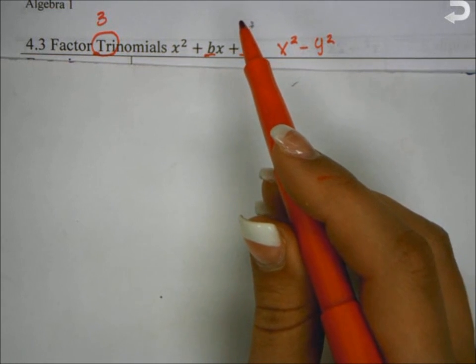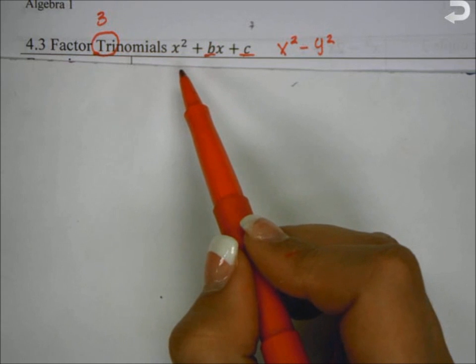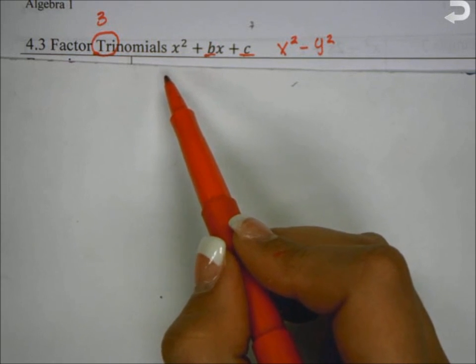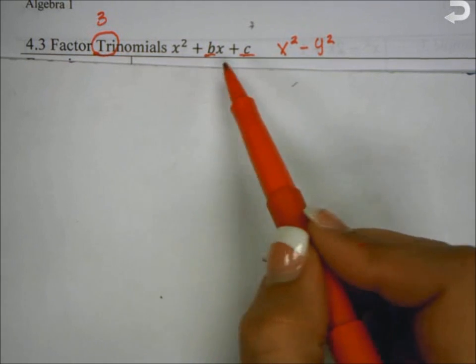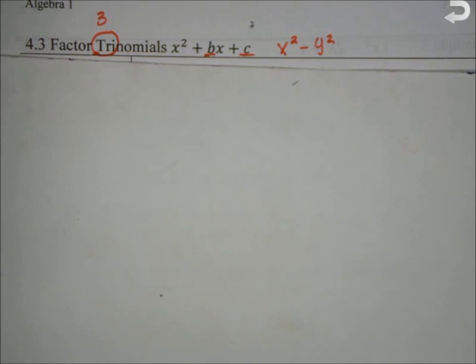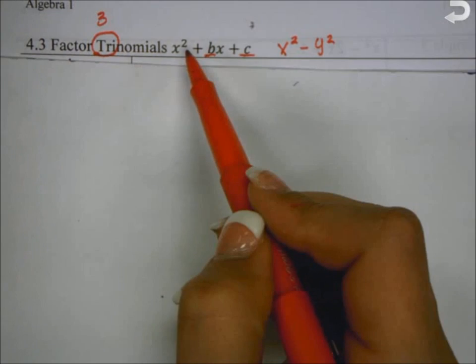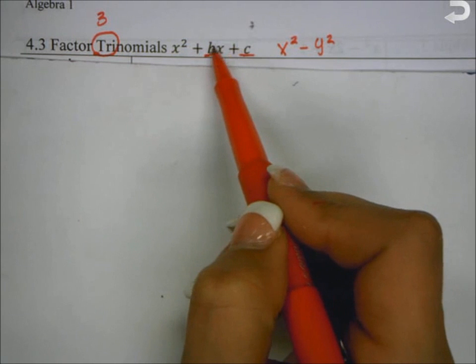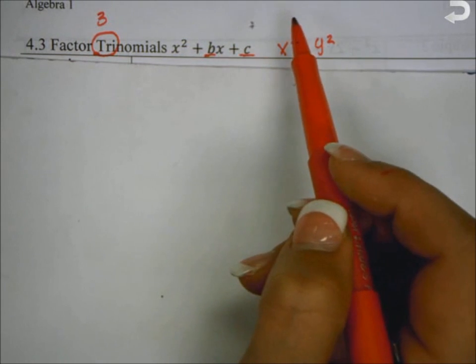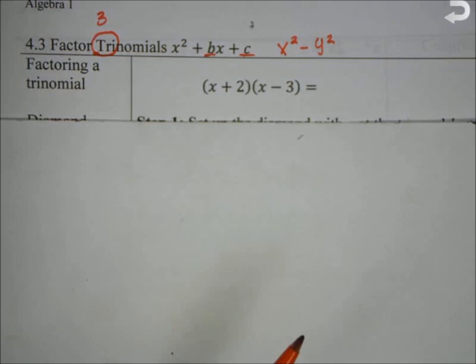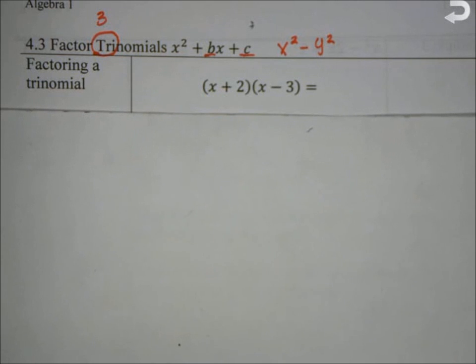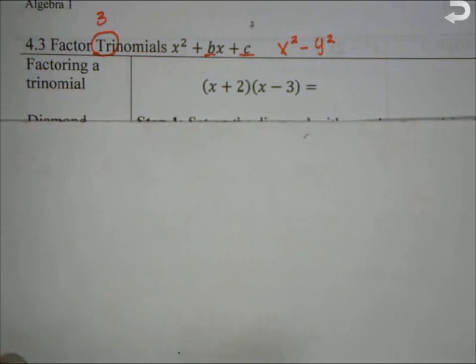So we're going to now end up factoring a trinomial. There's three terms here that we have to worry about. A trinomial always looks like something with x squared plus something with an x plus a number. Okay? So when we're factoring a trinomial, it's like the box. Let's look at this one.